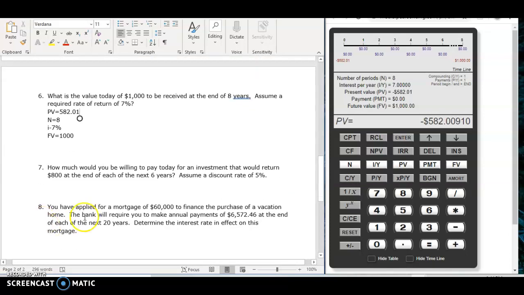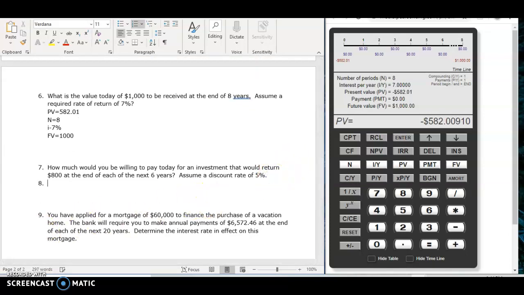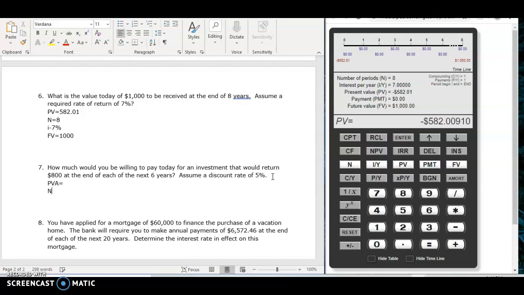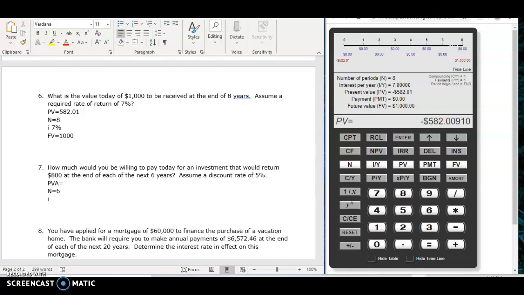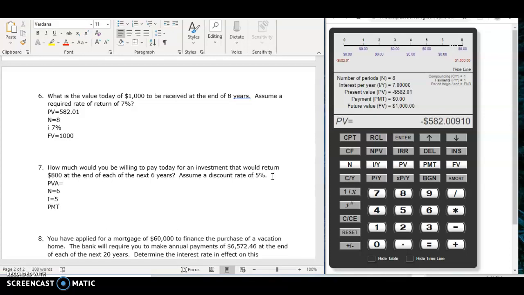All right, let's look at our next one, number 7. Number 7, it says, how much would you be willing to pay today for an investment that would return $800 at the end of each of the next 6 years? Assume a discount rate of 5%. So this one is looking for the present value of an annuity. So N equals 6, I equals 5. Our payment amount is 800.